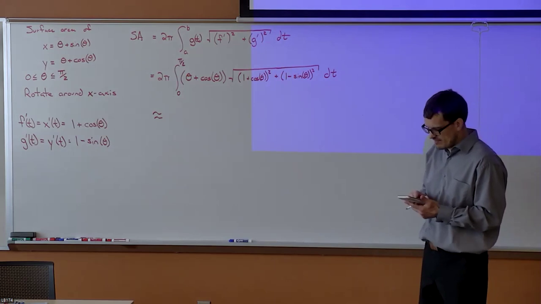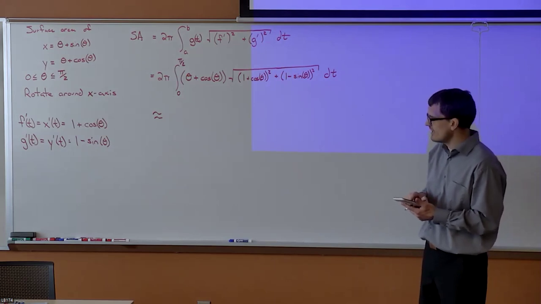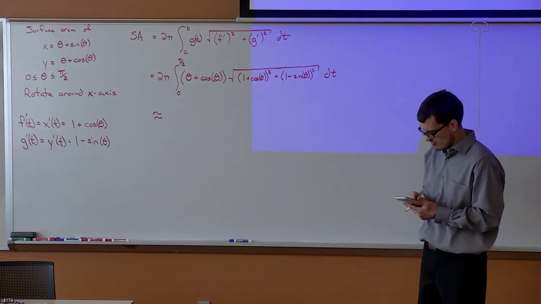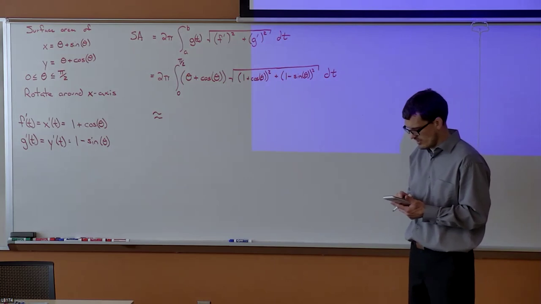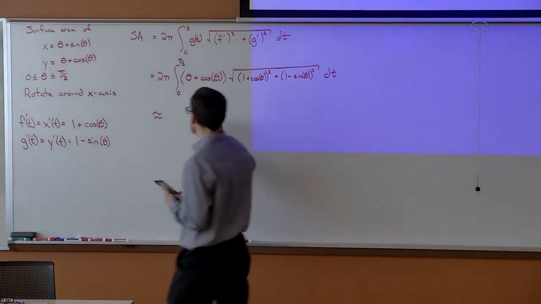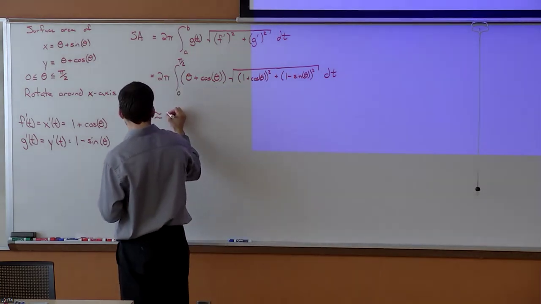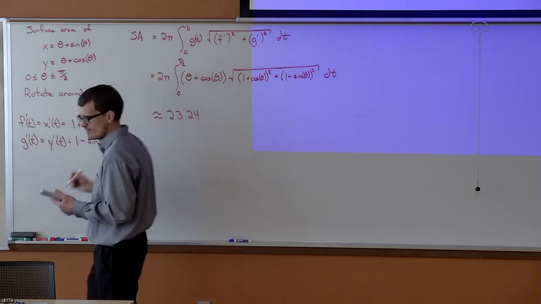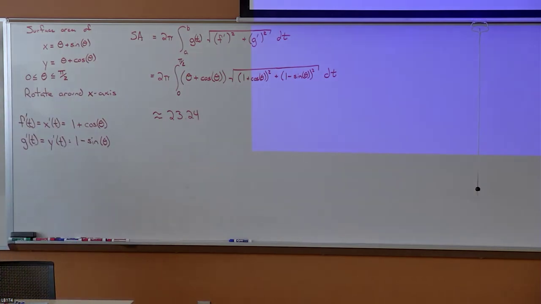That's a lot to type in, but when you do type that in, make sure I got all my parentheses right. I ended up with 23.24, roughly. And so that's the surface area of this curve rotated around the x-axis.